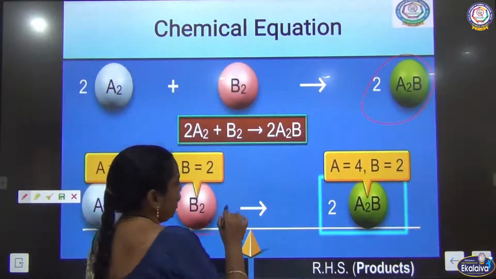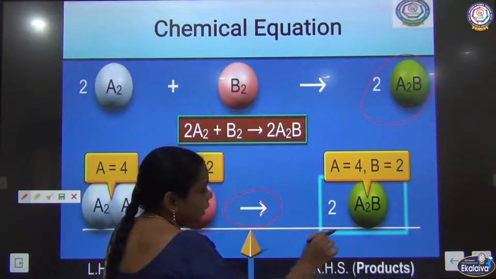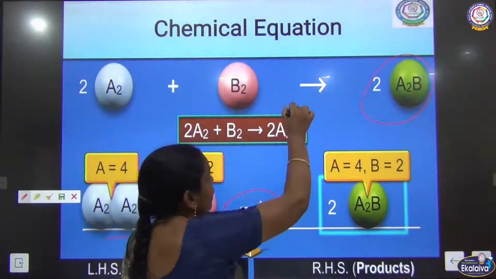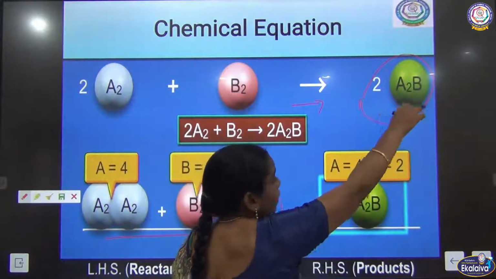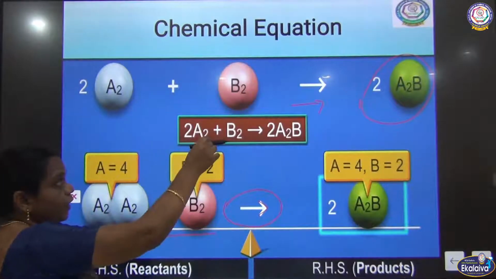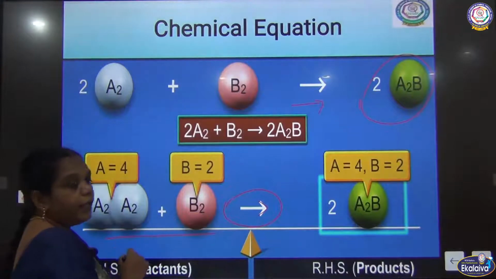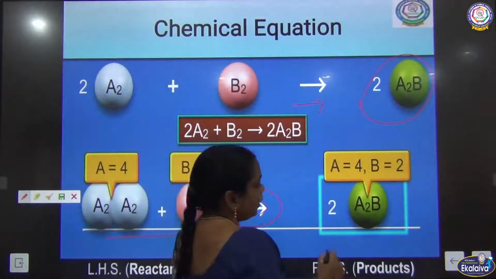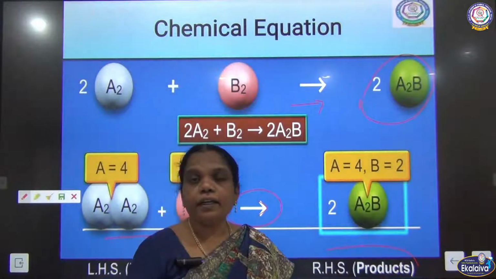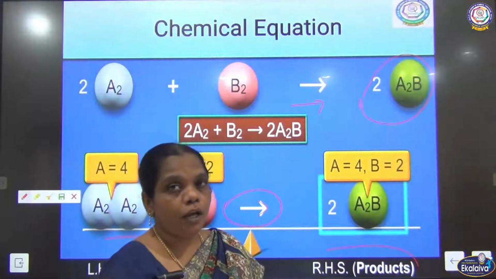These two sides can be differentiated by the arrow mark. The head of the arrow mark is towards the new substance. So which one is initial? The other side of the arrow mark, that is the left side, is called the reactant, and the right side of the arrow mark is called what? Product.